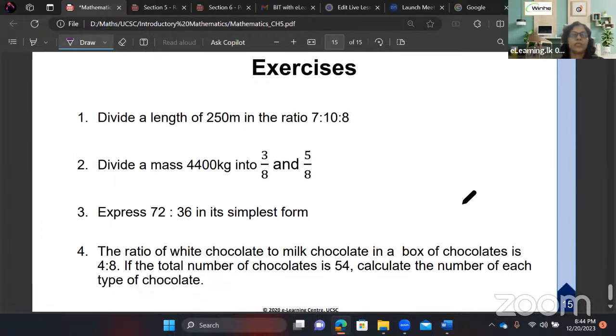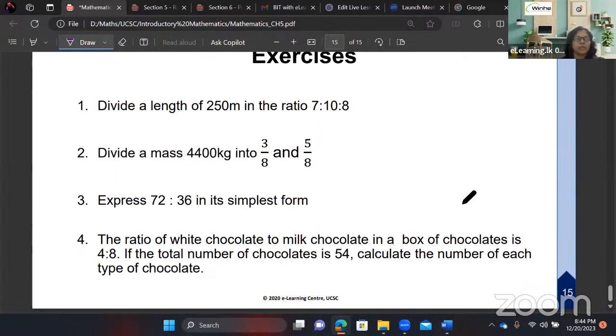Right, first do these 4 exercises. Divide the length of 250 meters into the ratio 7, 10 and 8. කොහොමද මීටර 250 7, 10, 8 කියන ratio එකට divide කරන්නේ. කරන්න බලන්න එක.